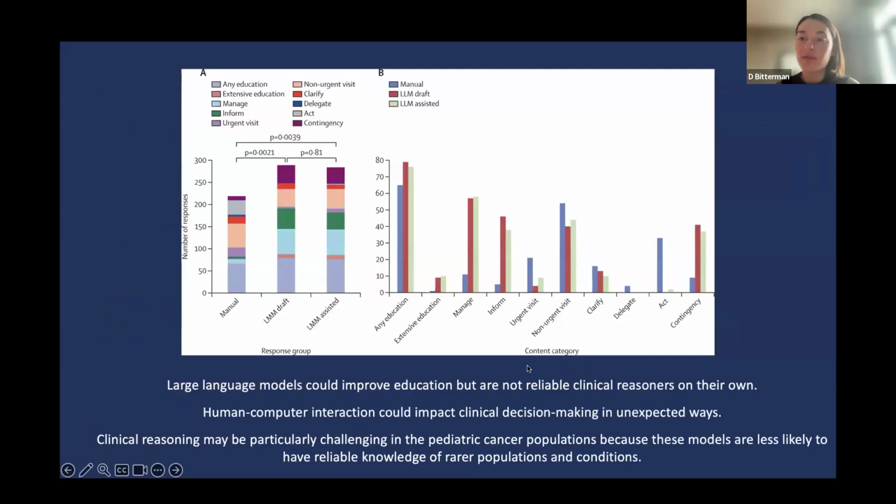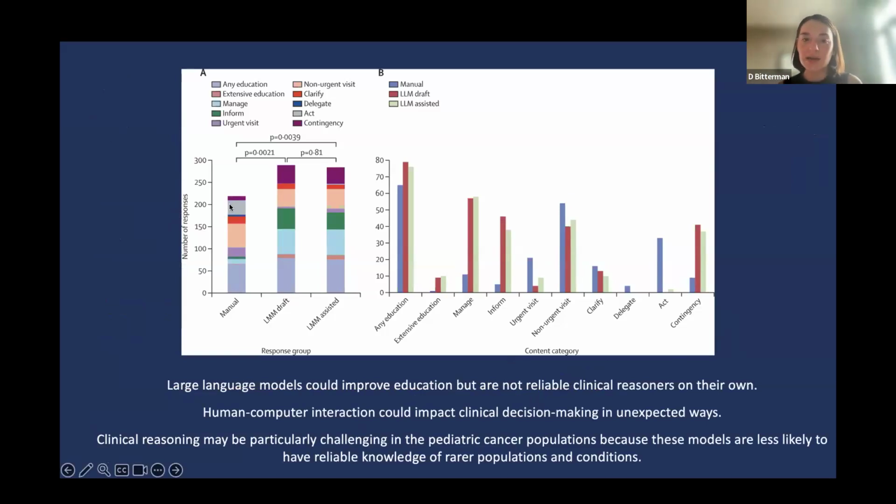However, we did show evidence of something called anchoring bias and automation bias. So our physicians changed the content. The content of the responses were significantly different when they used the language model assistance, which is when they edited the draft, versus when they wrote it manually.